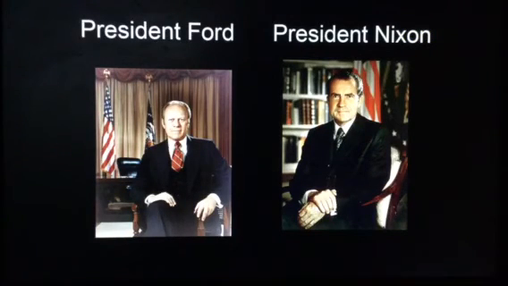President Ford was the vice president of Richard Nixon, who became president once President Nixon resigned. And then less than a month later, President Ford granted a pardon to President Nixon, so he could not be prosecuted for any crimes he may have committed as president. This was all during the Watergate scandal back in the mid-'70s.